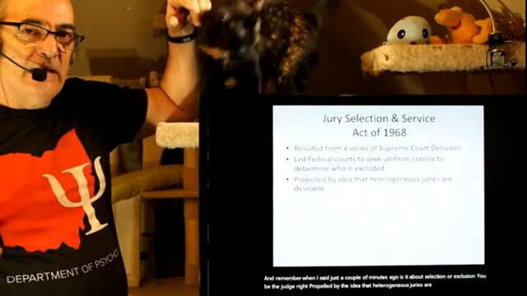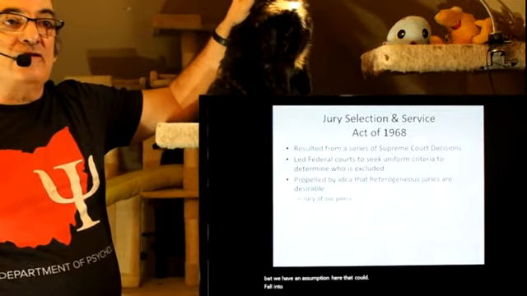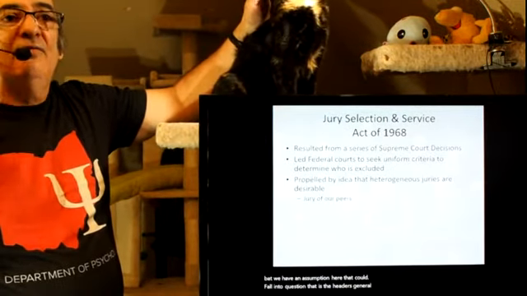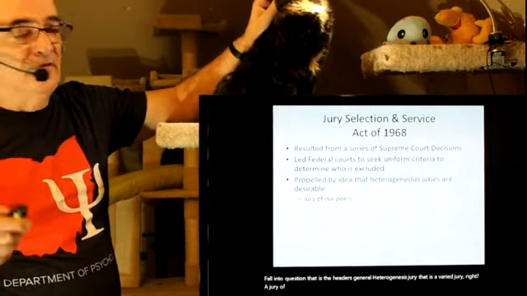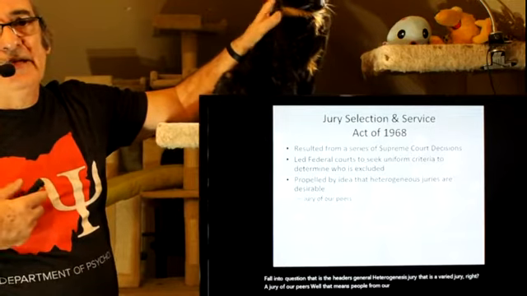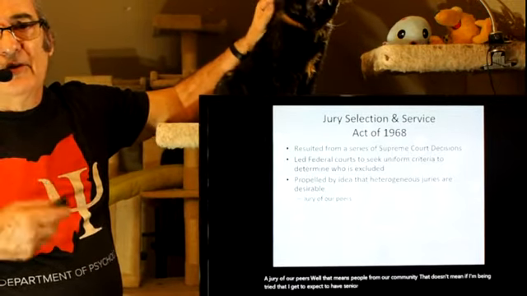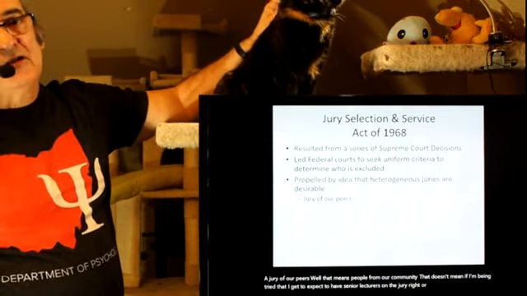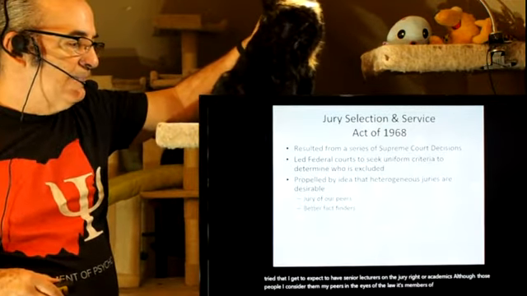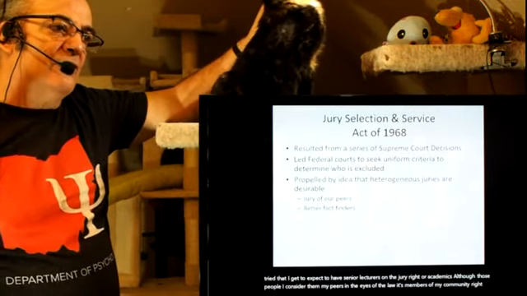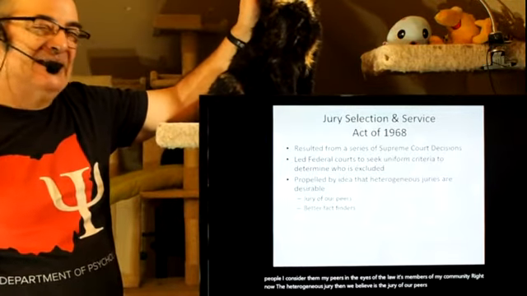Now, right off the bat, we have an assumption here that could fall into question. That is the heterogeneous jury, that is a varied jury, right? A jury of our peers. Well, that means people from our community. That doesn't mean if I'm being tried that I get to expect to have senior lecturers on the jury, right, or academics, although those people, I consider them my peers. In the eyes of the law, it's members of my community. Now, the heterogeneous jury, then, we believe is the jury of our peers and is better fact finders.